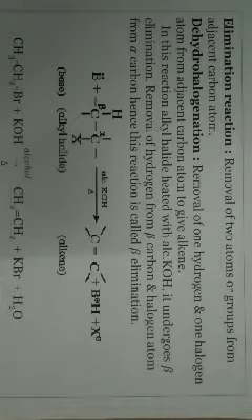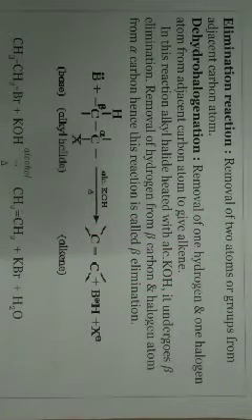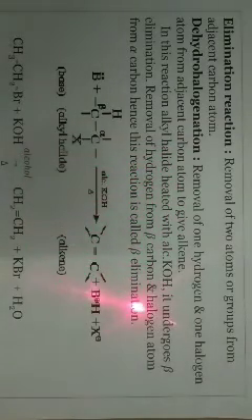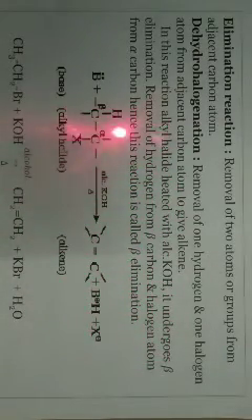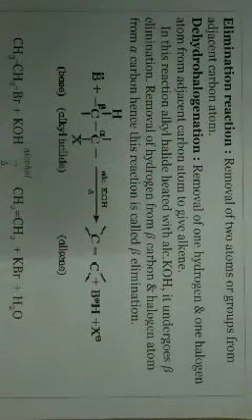that is dehydrohalogenation. In this reaction, alkyl halide is heated with alcoholic KOH, and it undergoes beta elimination. Removal of the hydrogen from the beta carbon and halogen from the alpha carbon, hence this is called beta elimination. Here is the example.